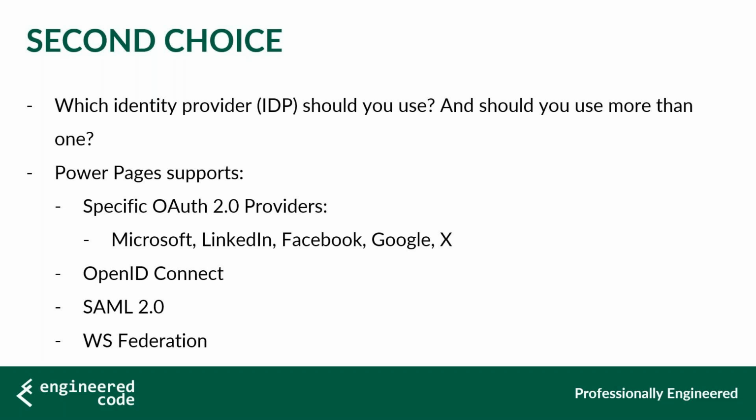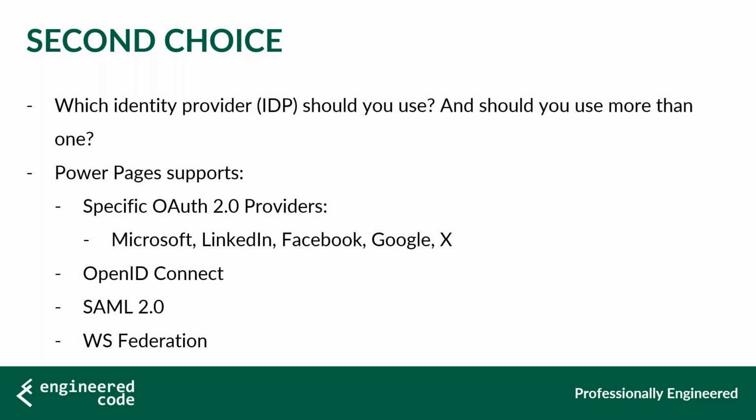Right now we've got 5 specific OAuth 2.0 providers, and those are Microsoft, LinkedIn, Facebook, Google, and X. So it's not any generic OAuth 2.0 provider, it's those specific ones. Power Pages also supports OpenID Connect, SAML 2.0, and WS Federation.